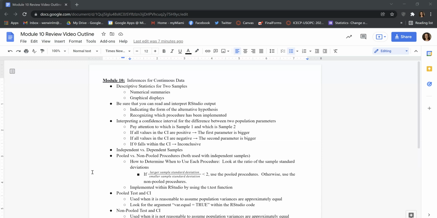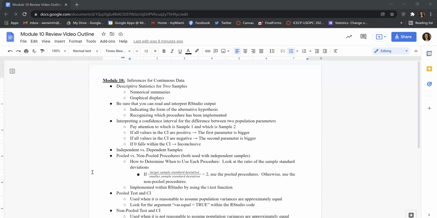It's imperative that you pay attention to which is sample 1 and which is sample 2. It doesn't matter what you put as sample 1 or sample 2, but you've got to know what you did and pay attention to it when it comes time to interpret the confidence interval for the difference between the two parameters. Remember that if all the values in the confidence interval for the difference between two population parameters are positive, that interval then suggests that the first parameter is bigger, and your interpretation needs to reflect that. If all the values in the confidence interval are negative, on the other hand, then the confidence interval suggests that the second parameter is bigger, and your interpretation needs to reflect that.